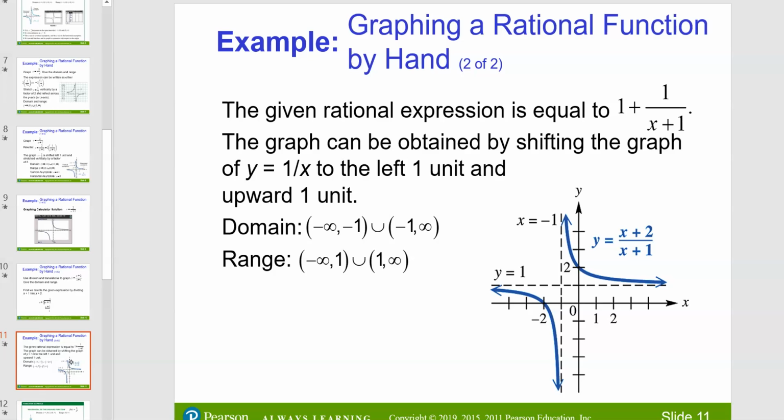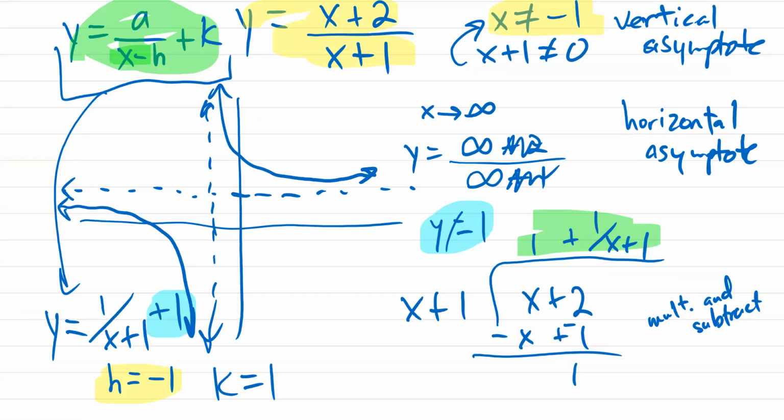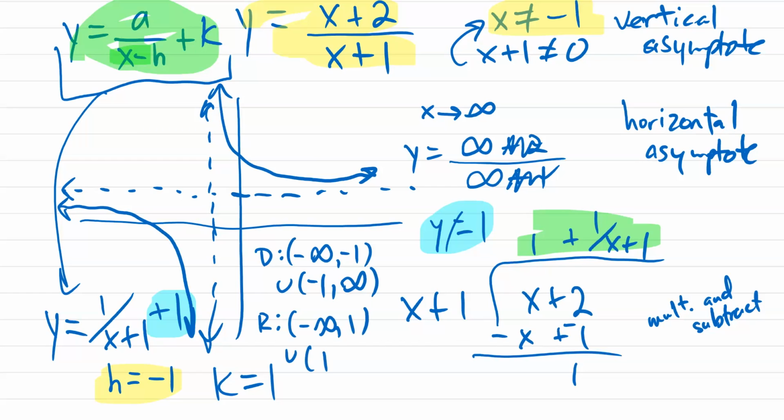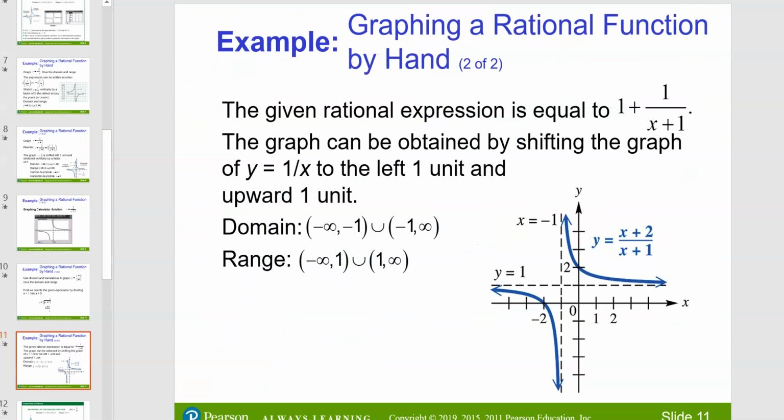I didn't do the domain and range. I should do that real quick. It's a good thing I checked these things. So our domain goes from negative infinity to positive infinity with a hole at -1. So negative infinity to -1, or -1 to positive infinity. And our range goes up and down forever, but has a hole at +1. So negative infinity to 1, or 1 to infinity. That now matches. Okay?